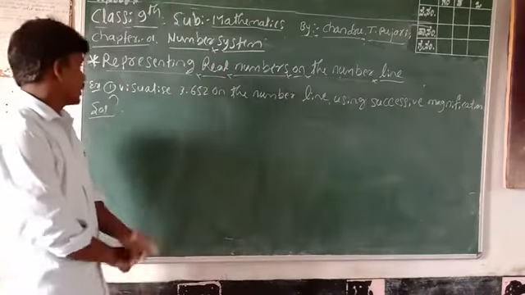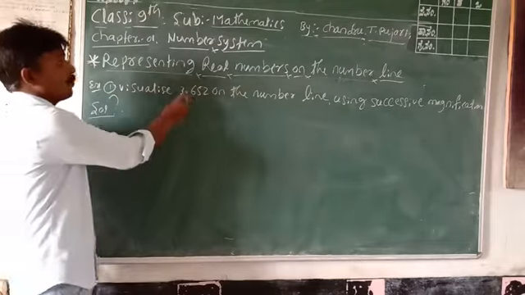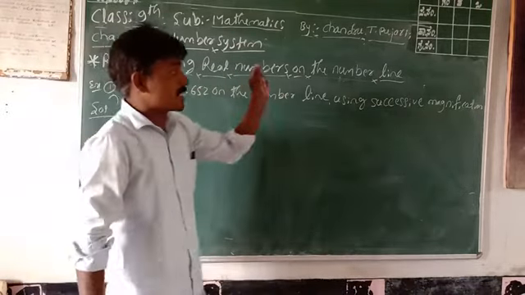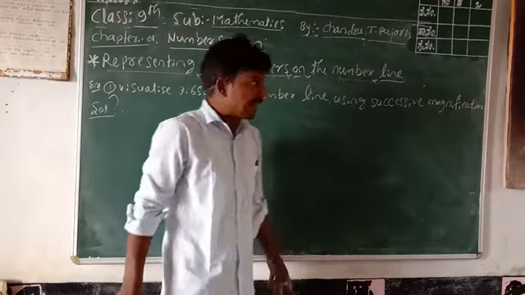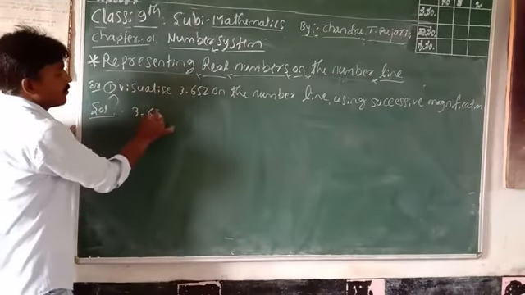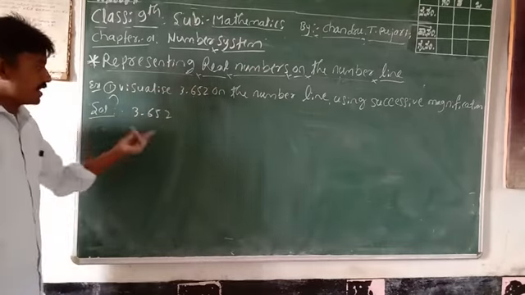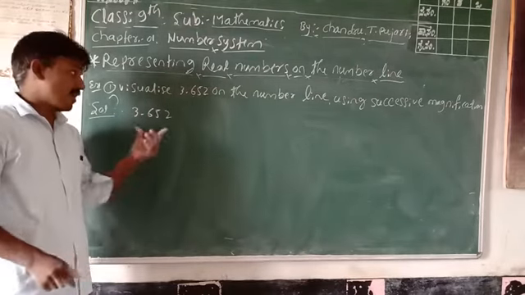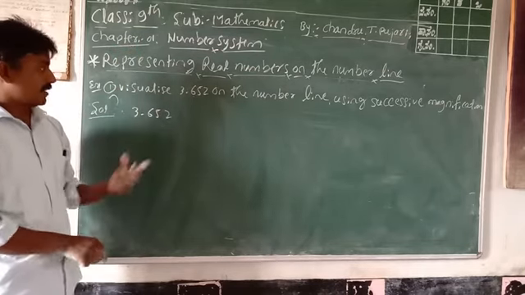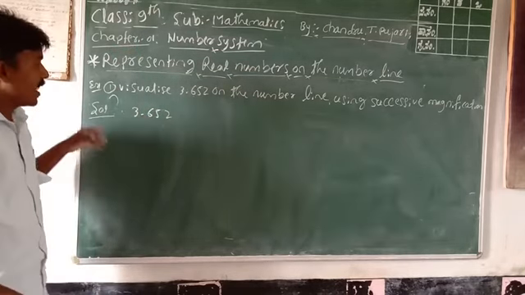For example, visualize 3.652 on the number line using successive magnification. The given number is 3.652. This is one decimal number, and it is a real number you can write on the number line.